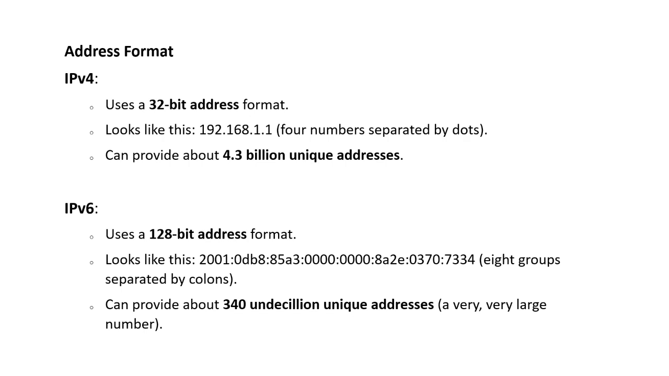1. Address format. IPv4 uses a 32-bit address format. It looks like this: 192.168.1.1, four numbers separated by dots. It can provide about 4.3 billion unique addresses. IPv6 uses a 128-bit address format. It looks like this: 8 groups separated by colons. It can provide about 340 undecillion unique addresses, a very, very large number.